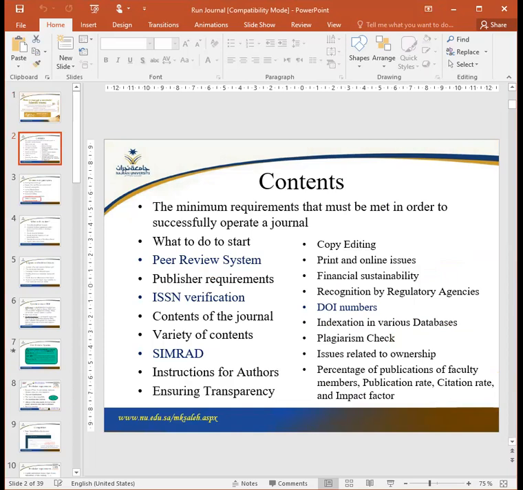This content will provide the junior researcher with several topics such as the peer review system, publication types, SIMRAT, ISSN, and DOI. Moreover, this content will provide the senior researcher with topics such as what to do to start, publication requirements, organization structure, content of the journal, structure for the author, transparency, and the importance of recognition of the journal by regulatory agencies.